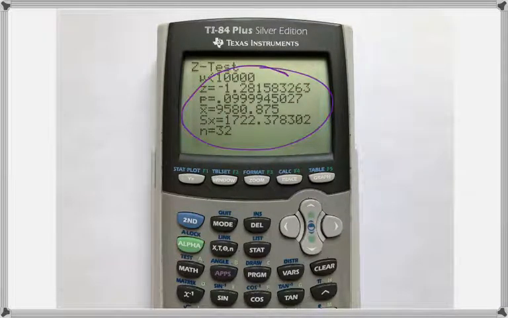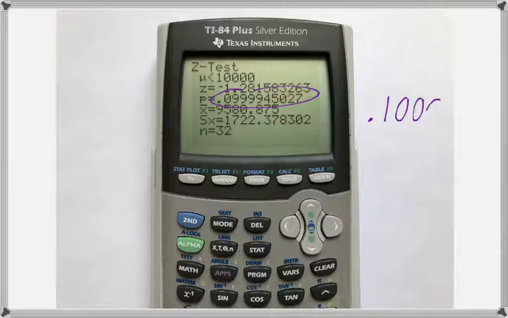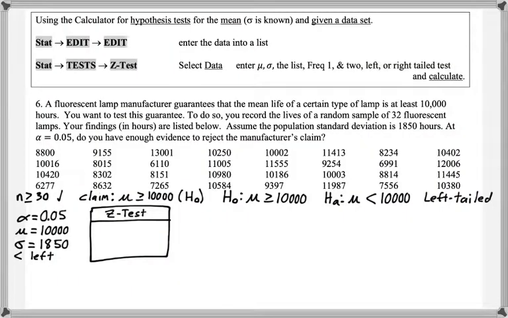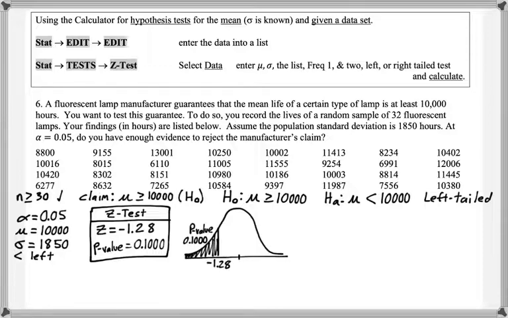So Z is negative 1.28, and P, if we round it to 4 places, is actually 0.1000. So Z is equal to negative 1.28. Our p-value is 0.1000. So our picture looks like this.